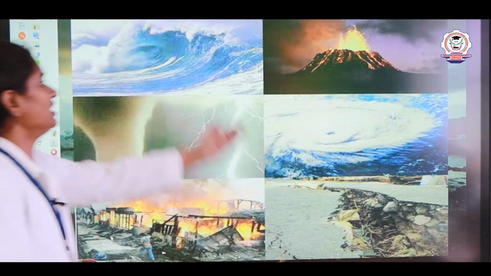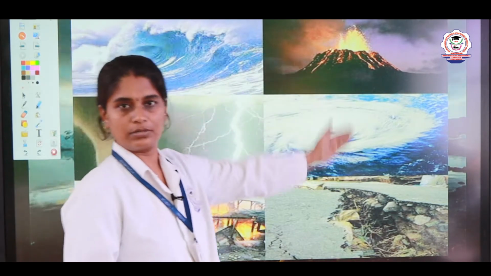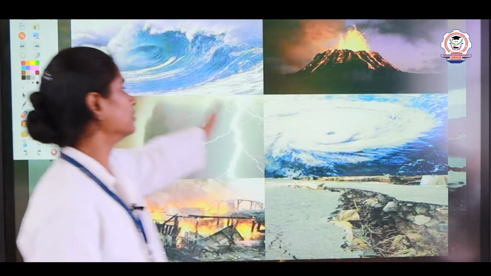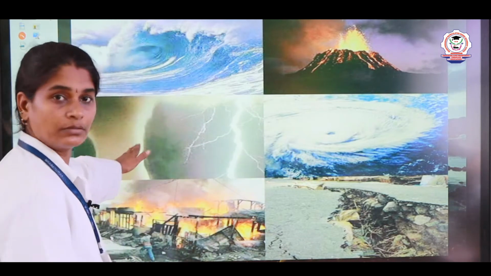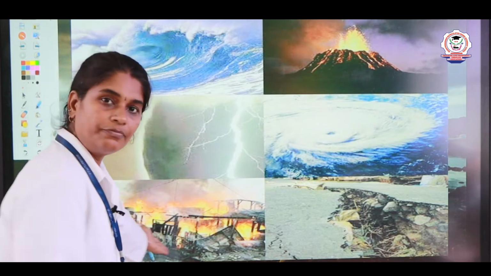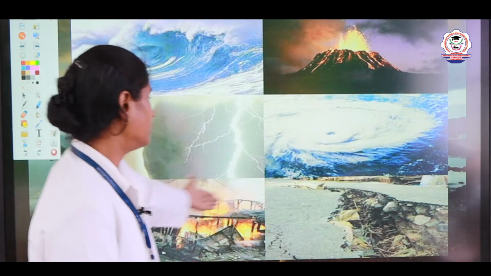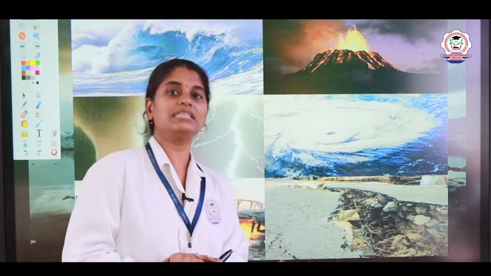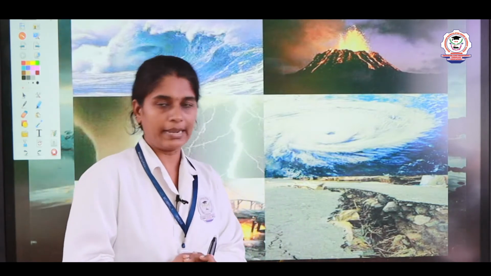Now, here you can see some more natural calamities like tidal waves and thundering, lightning and forest fire, right, landslides, floods. So, these are also the extra natural calamities that are still happening on our earth, right.